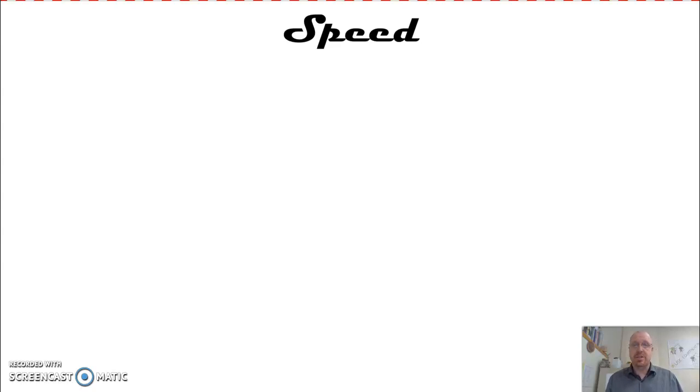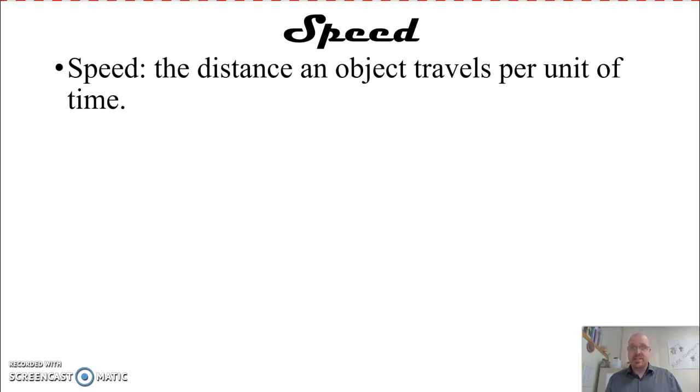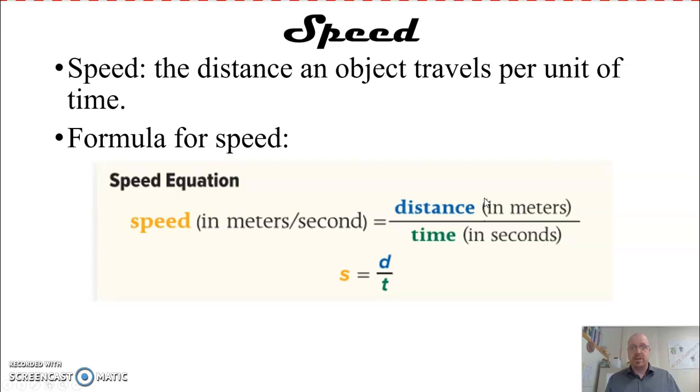Speed. Let's now talk about speed. Speed is the distance an object travels per unit of time. Okay? So we have a formula that kind of explains this a little bit easier. So speed is distance divided by time. That's the easiest way to remember that. Also known as S equals D divided by T. So it's the distance you travel and then how long it takes you to travel.